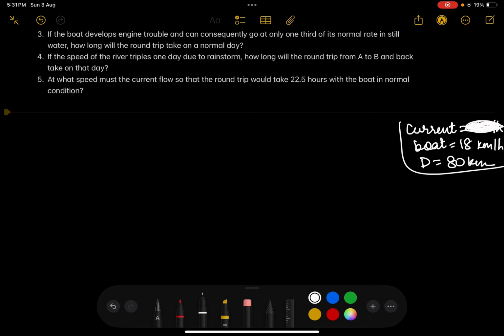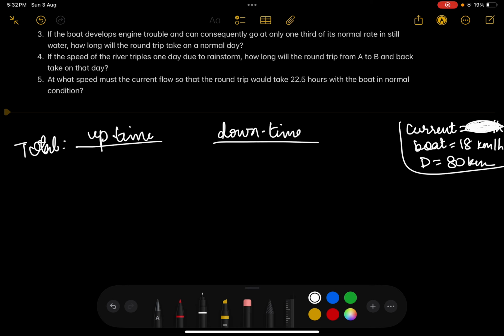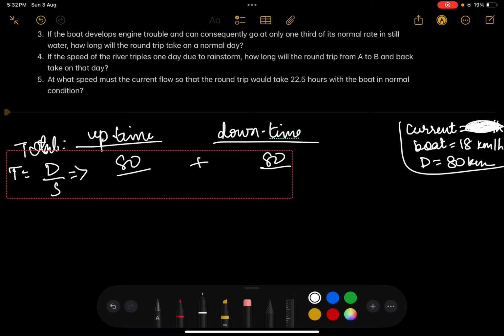In this situation, we don't have this 2 km per hour. They're saying that the overall time should be 22 hours. Now the total time is nothing but upstream time plus downstream time, correct? Now 80 remains the same. Time is distance by speed. Distance remains the same in both, and these will be added, because it's a round trip.